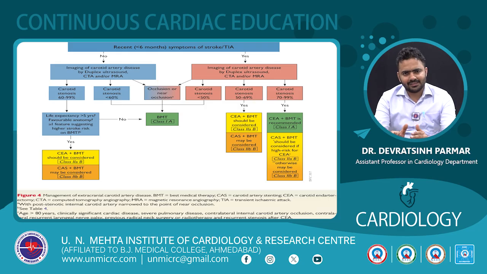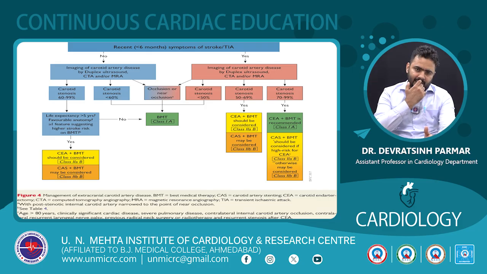TIA or stroke within the last 6 months, yes, then the first imaging technique we all know, that is Doppler ultrasound. Now in Doppler ultrasound you identify the lesion severity. Okay, so you identify that the patient is symptomatic and if the stenosis is 50 to 69%, endarterectomy plus best medical therapy is class 2B indication, while stenting is again class 2B indication. And if the stenosis is significant, 70 to 99%, endarterectomy is class 1 indication, while stenting with best medical therapy is again class 2B indication.